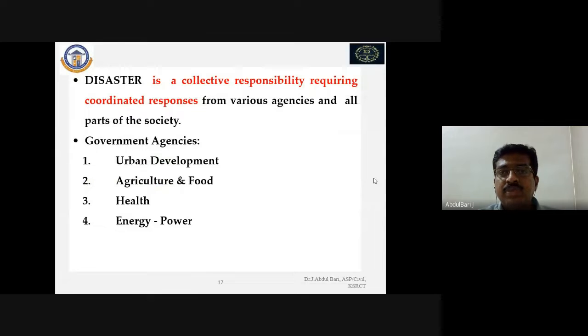Disaster is a collective responsibility requiring a coordinated response from various agencies and almost all parts of society. So the government agencies will be looking after disaster preparedness with respect to urban development, agriculture and flood, health, energy and power supply. With respect to these areas, the government agencies will be looking after the disaster management acts.